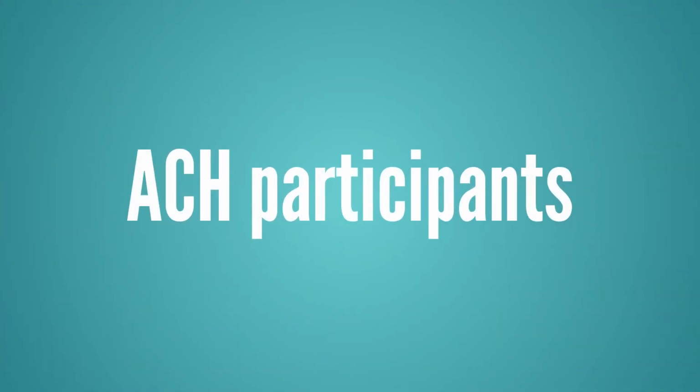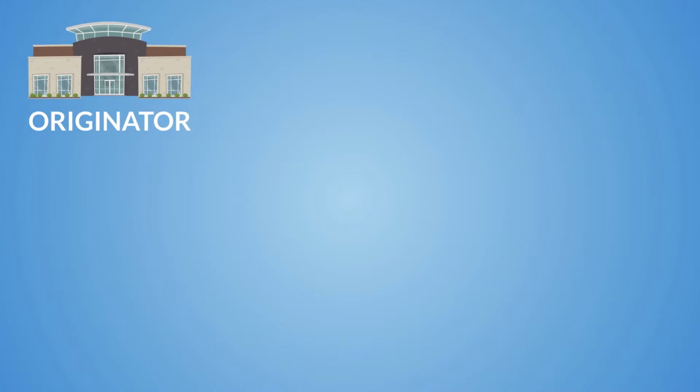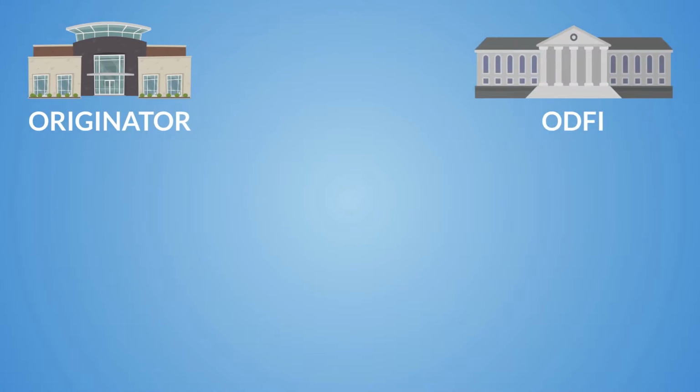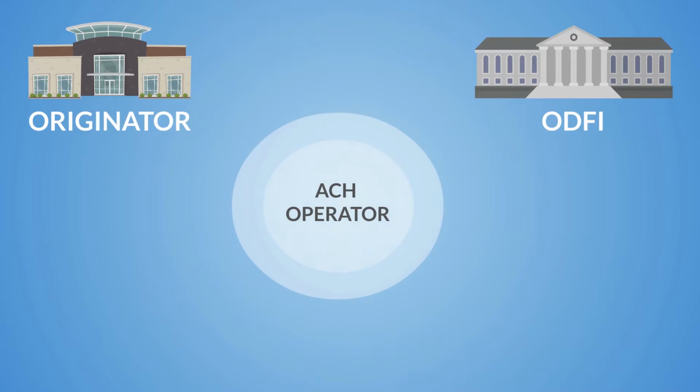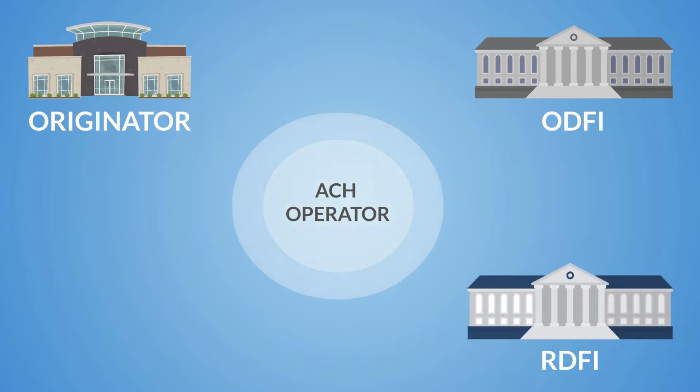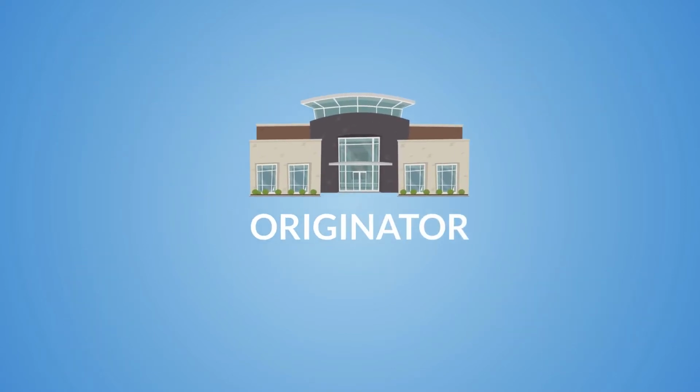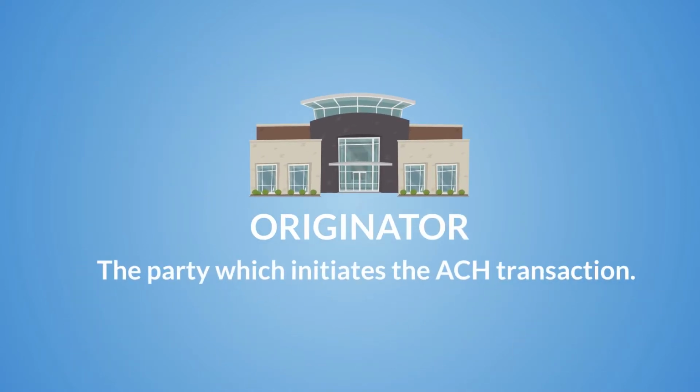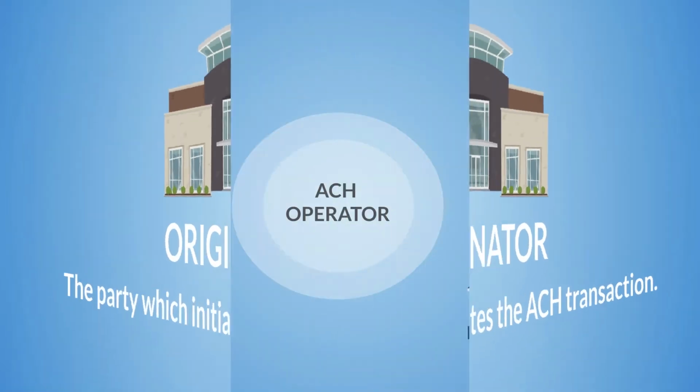Now that we have defined ACH and understand why we need to know about ACH, as well as the different types, let's look at the participants. We have what's called an originator, originating depository financial institution, ACH operator, receiving depository financial institution, and receiver. An originator is the party which initiates the ACH transaction. Again, it can be a company, a government agency, or a person. The originator is the party which obtains the authorization from the receiver.